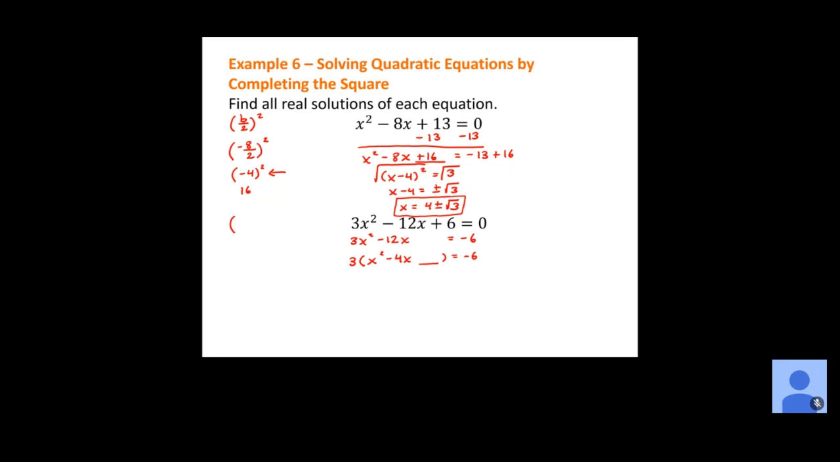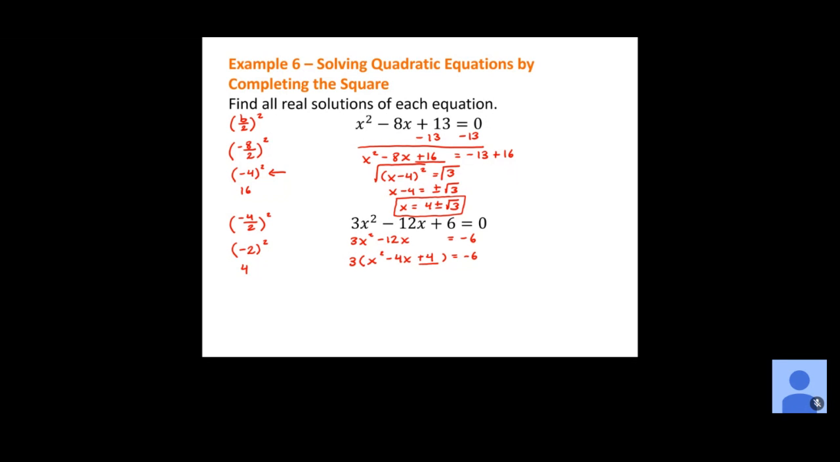What's our b this time? Negative 4. Good. So we have negative 4 divided by 2 squared. Again, I'm going to simplify first, right? So what's negative 4 divided by 2? Negative 2. And what is negative 2 squared? Positive 4. Good. So again, that tells me what I'm going to put right here in place of my c value. We have a plus 4.